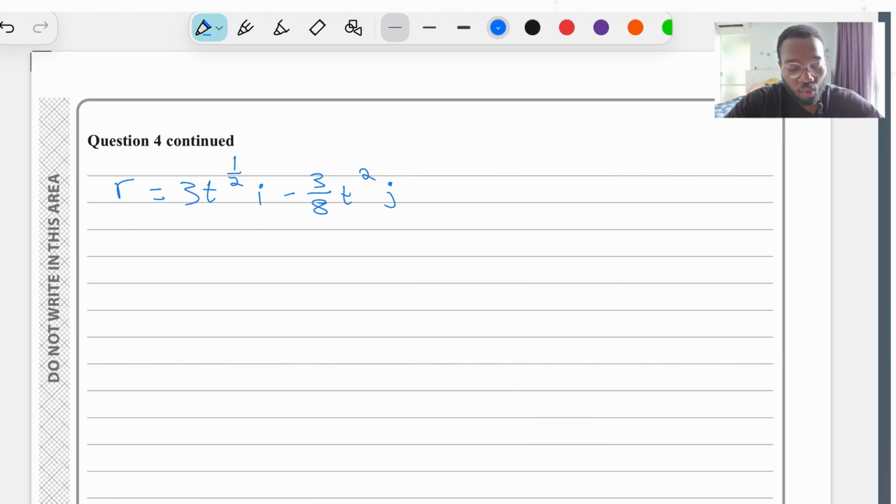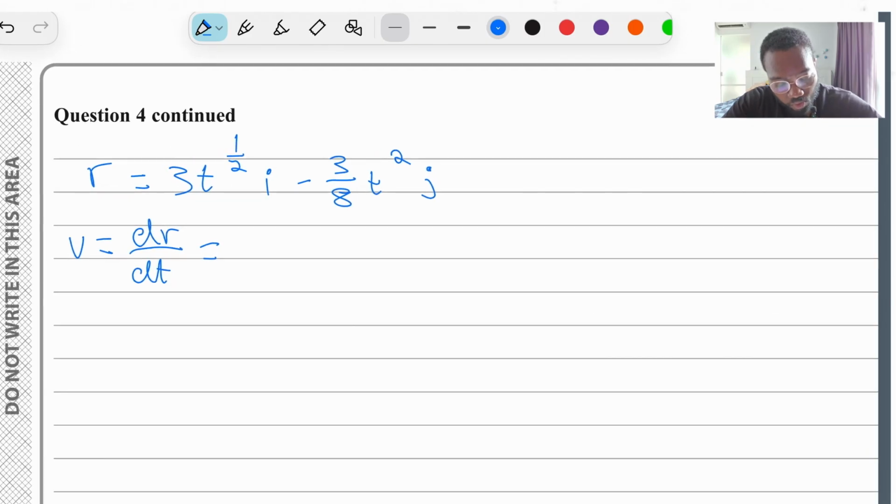If we differentiate it, that will give us the velocity. And then through there, we can use Pythagoras' theorem, and that will give us the speed. So the first thing is to differentiate this. We know that v would equal dr over dt in this case.